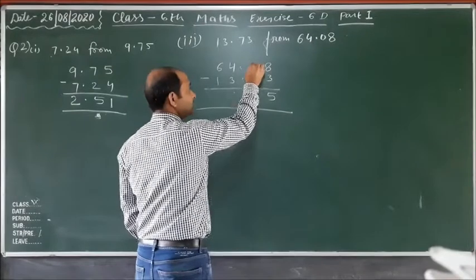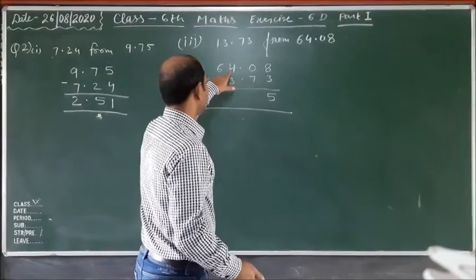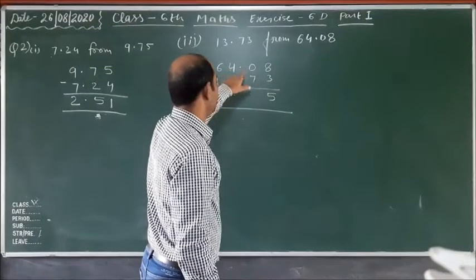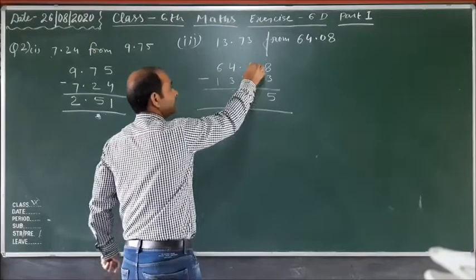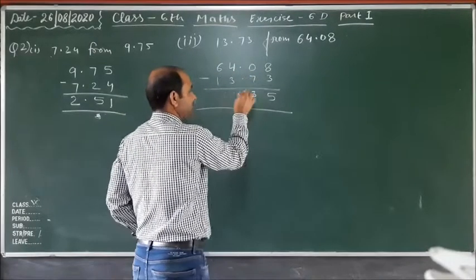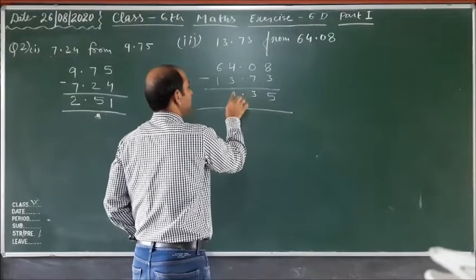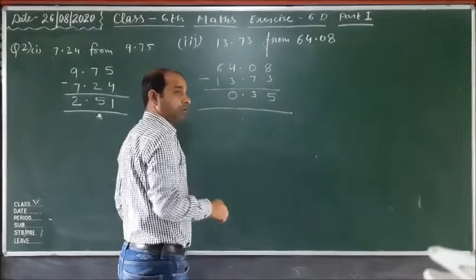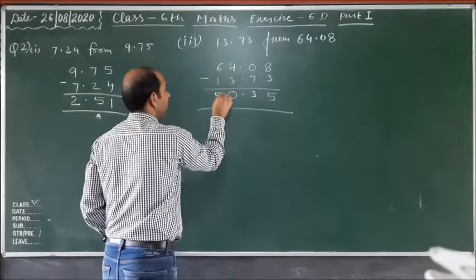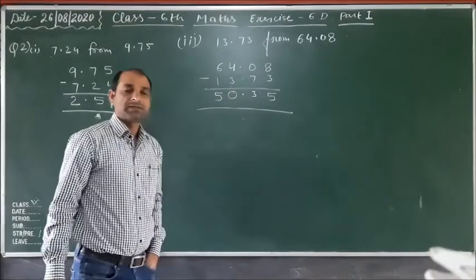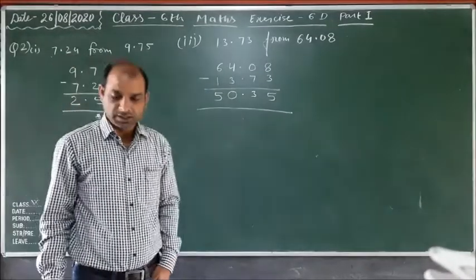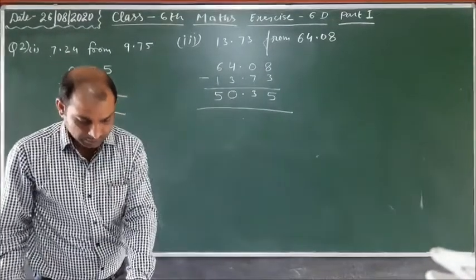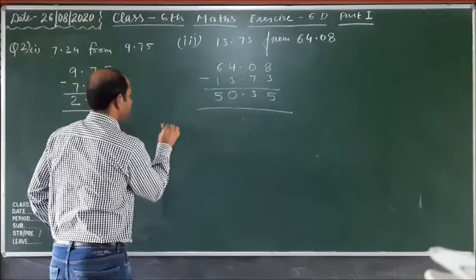Now 0 minus 7. 0 is here, so we take the carry from 4. So this is 10 and this is a 3. Now 10 minus 7 equal 3. Put here the decimal. Then 3 minus 3 equal 0 and 6 minus 1 equal 5. Your answer is 50.35.